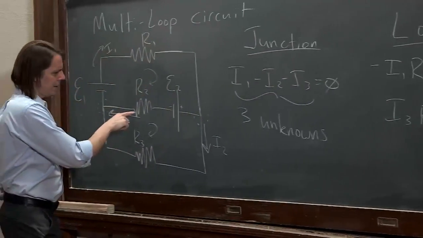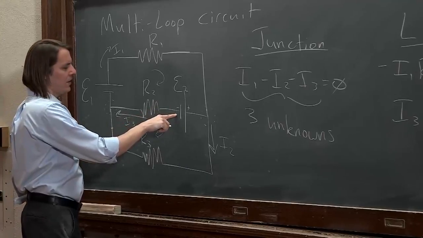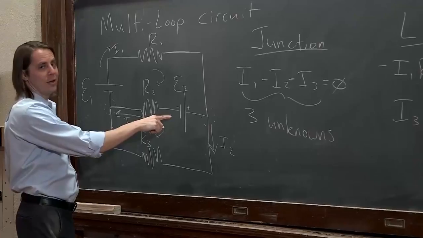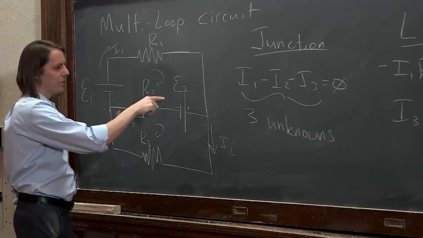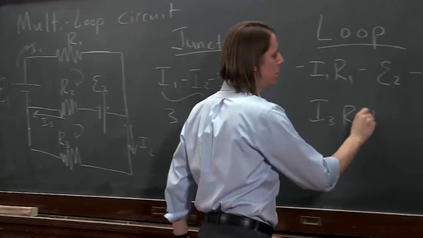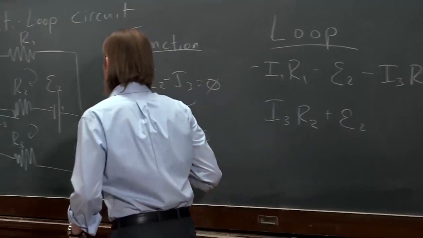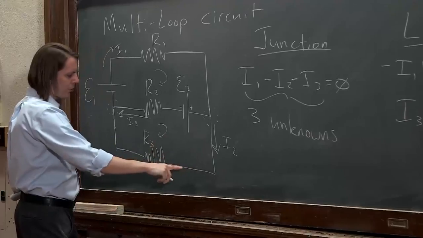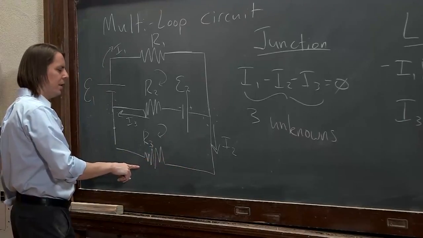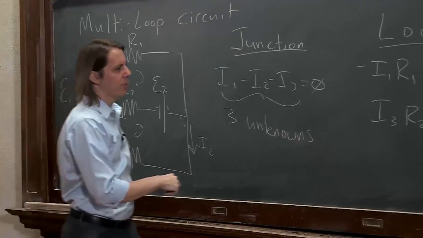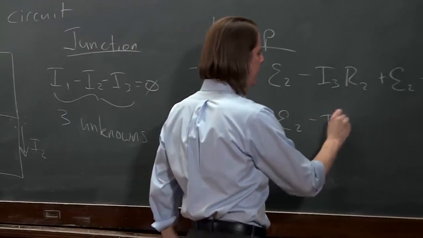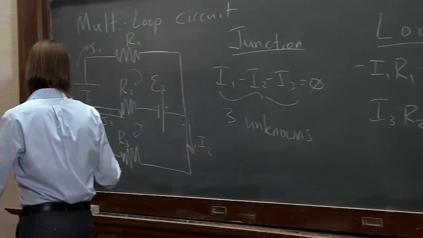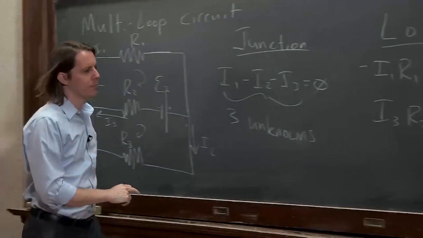All right. And then we're going to go sort of with, from the low to the high of the battery, EMF 2. So that's plus EMF 2. And then we're going down across, here we go. And now we're going with current 2 across R3. So that's minus I2 R3. And then, oh, we're back where we started, so equals 0.